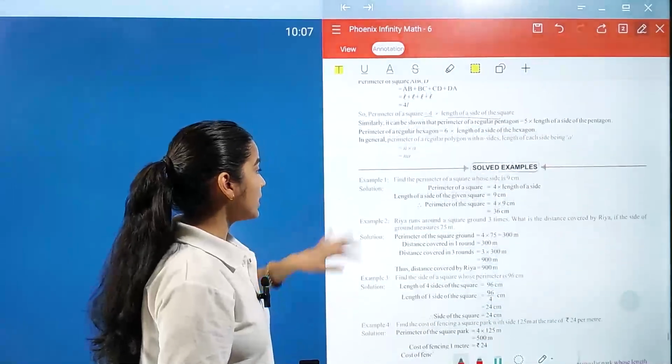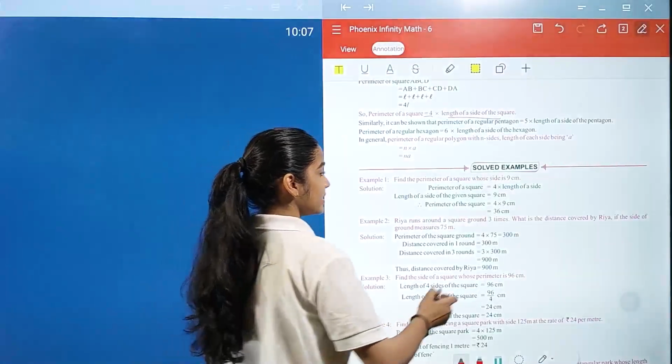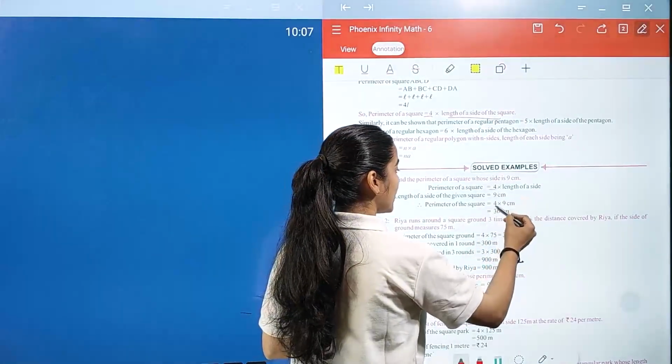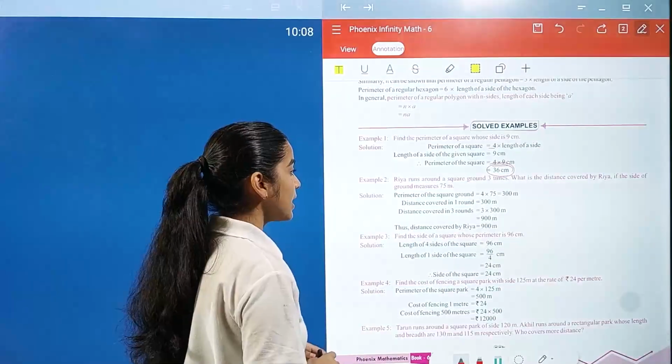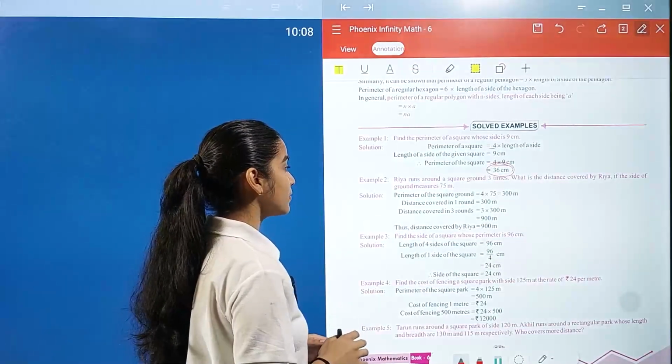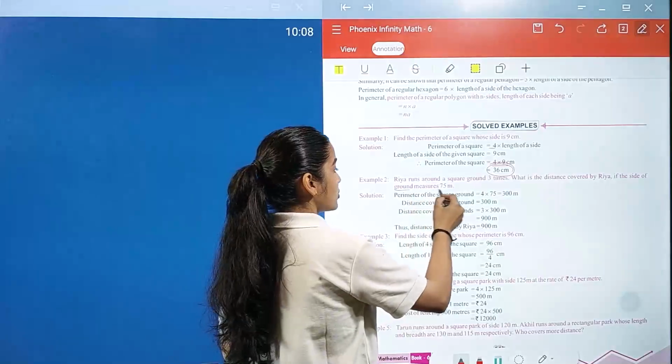Okay. So now find the perimeter of a square whose side is 9 centimeter. So you simply multiply 4 by 9 and you will get your answer. Rhea runs around a square ground 3 times. What is the distance covered by Rhea if the side of the square ground measures 75 meter?